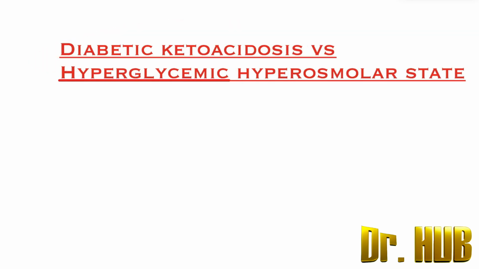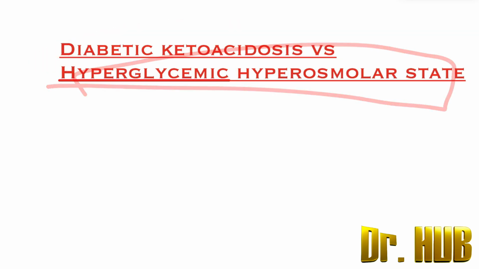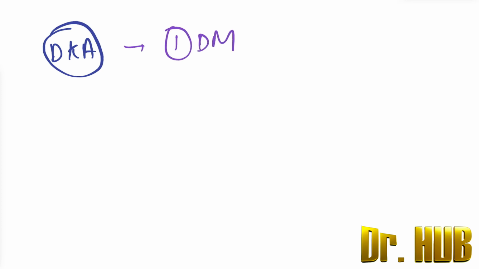Diabetic ketoacidosis versus the hyperglycemic hyperosmolar state. So first let's look at the DKA. DKA stands for diabetic ketoacidosis. Here it is seen in what type of diabetes? It is seen in type 1 DM.